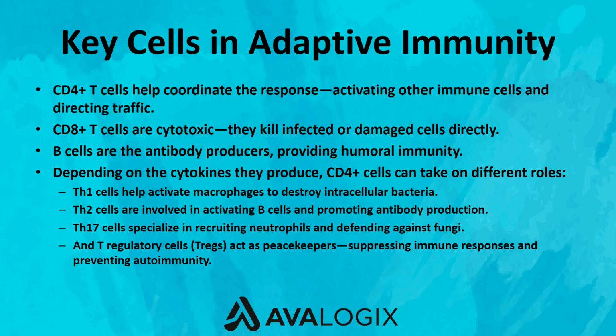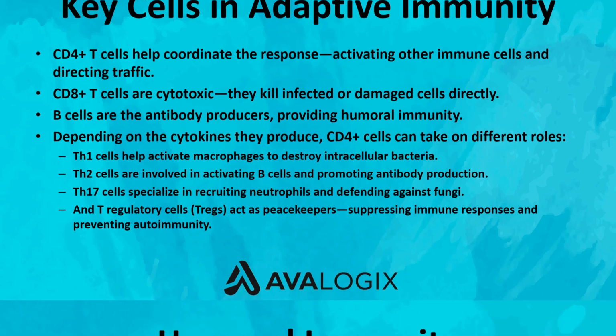So, let's wrap this up. Adaptive immunity depends on highly specialized lymphocytes. T cells are involved in killing and coordination. B cells handle antibody production. And the diversity of their receptors allows for incredible specificity.